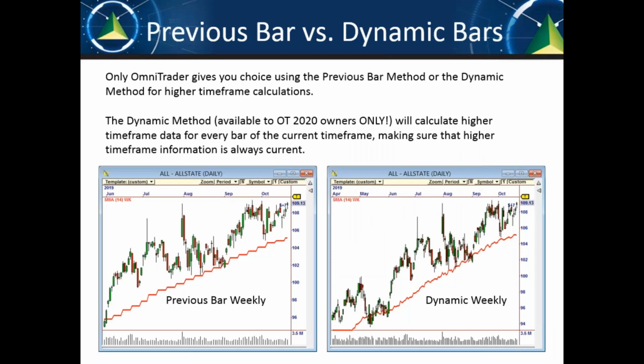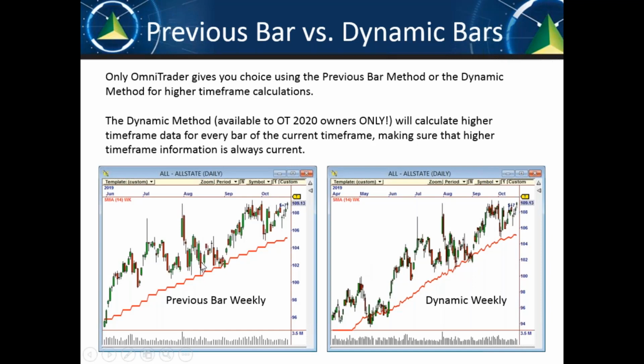Let's talk about the different ways that we can actually analyze these higher time frames. And there's two different methods that we use. The first one is called previous bar. All right, and the easiest example is to look at a daily chart and think about a weekly indicator. And that's what we're looking at here. And the second way is called dynamic. Let's talk about the first way first, previous bar.